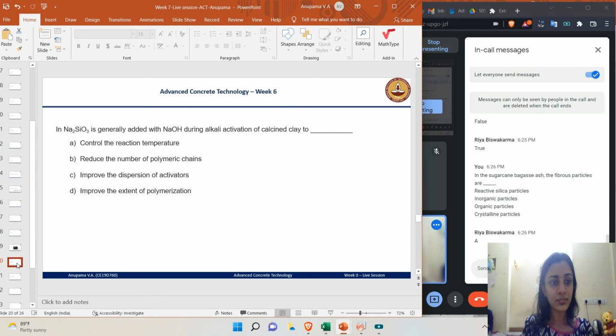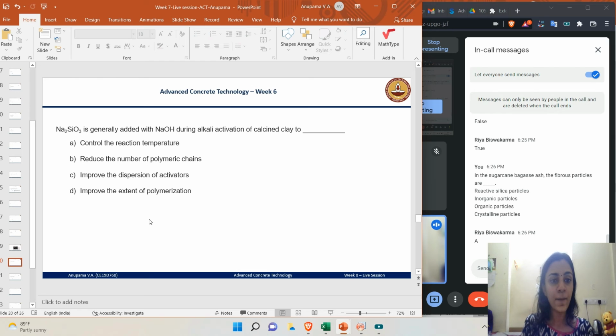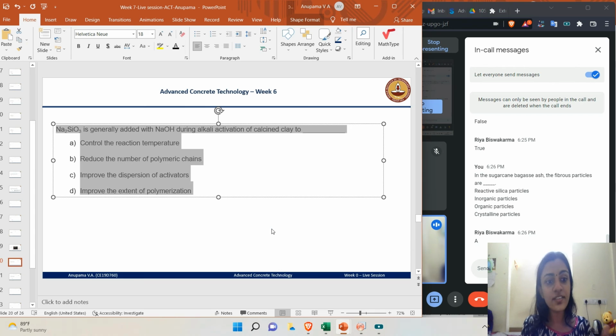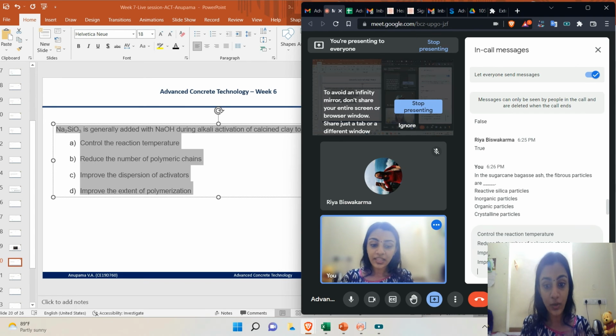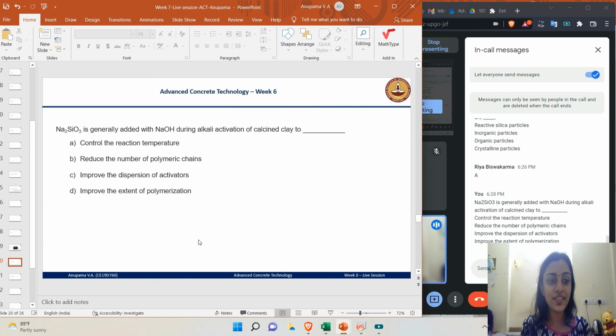Sodium silicate is generally added with sodium hydroxide during alkali activation of calcined clay. That means, why is sodium silicate added with sodium hydroxide during the alkali activation of calcined clay? The options are: A, it controls the reaction temperature. B, it reduces the number of polymeric chains. Option C, it improves the dispersion of activators. Or option D, it improves the extent of polymerization.